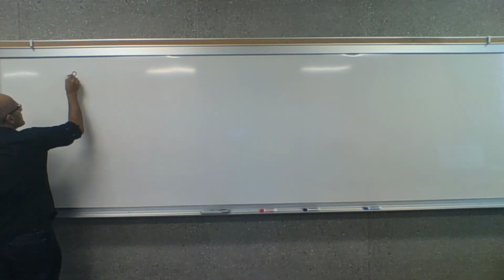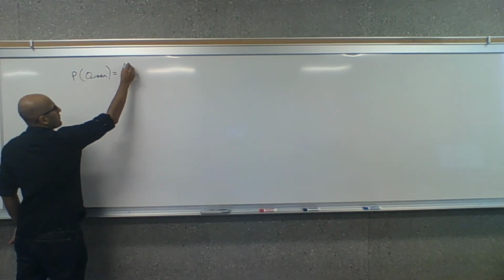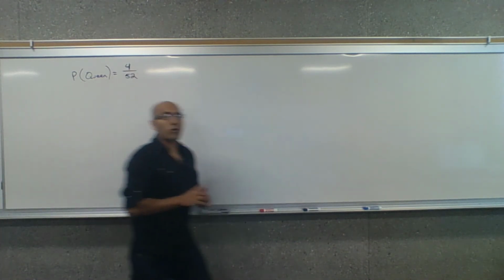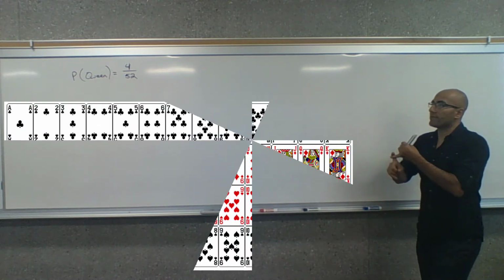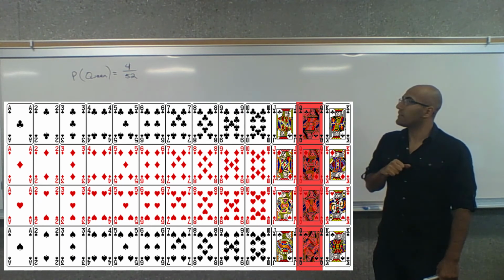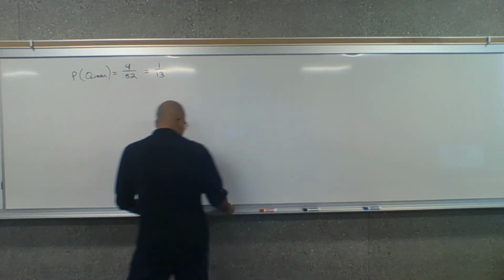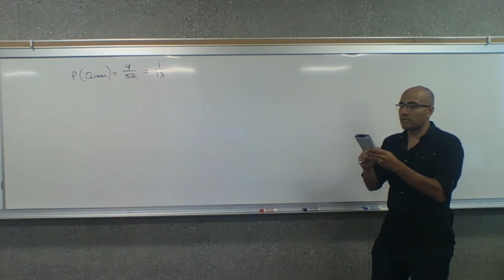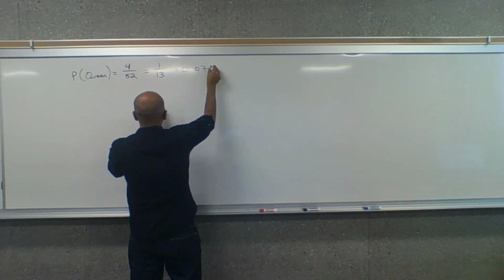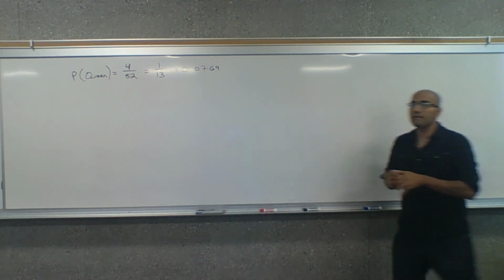What's the probability that one card is drawn out of the 52 and we get a queen? 4 out of 52, right? There are 4 queens in the deck: the queen of clubs, diamonds, hearts, and spades. 4 queens, 52 cards. That's our answer. We can reduce this to 1 out of 13, and turn that into a decimal, 1 divided by 13, which is 0.0769.